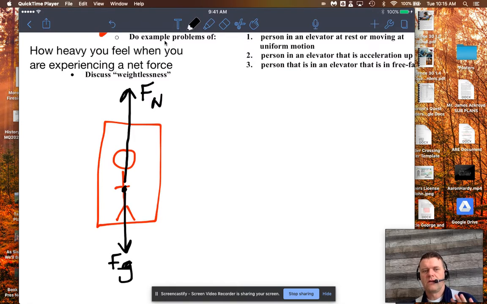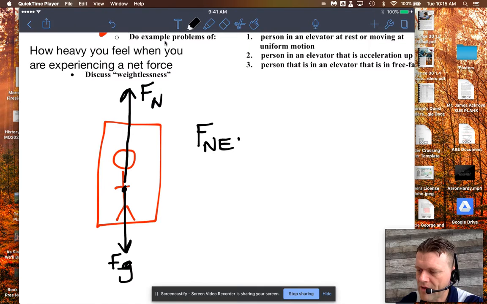So the floor of the elevator matches gravity, but then it also has to push even harder than gravity because the whole elevator is accelerating upwards. So what we now have here, and this is how you would analyze an apparent weight question, is a net force, because the normal force up is greater than the force of gravity, and so we could actually write it like this.